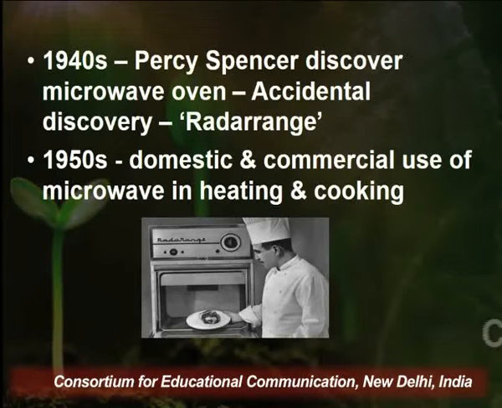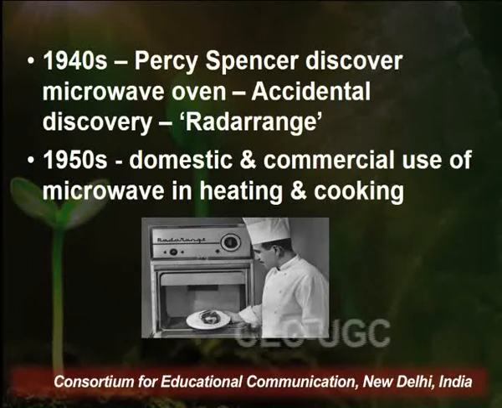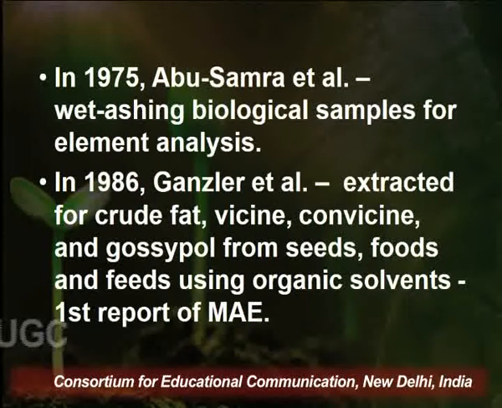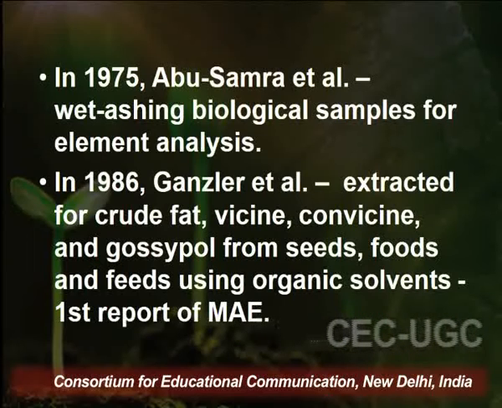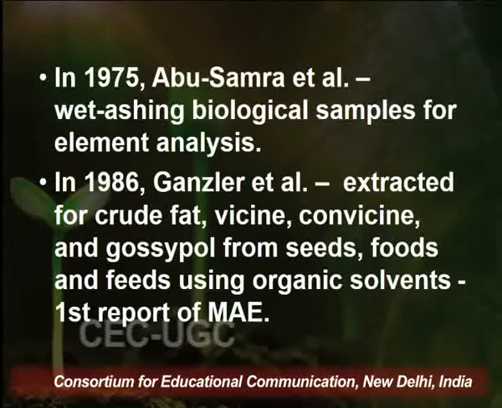and the first microwave oven was named the radar range, because this development took place using the magnetron that was meant for improving radar telecommunication. So this was the instance of how microwave ovens came into the picture. And during the 1950s there was an enormous increase in the utilization and commercial use of microwaves for heating and cooking. But it was in 1975 when Abu Samra and his group utilized microwaves beyond their cooking abilities. They used microwave radiation for preparing ash of biological samples which they wanted for elemental analysis.